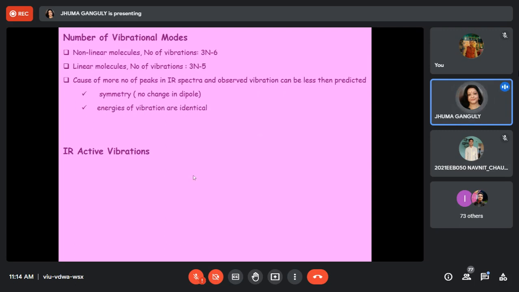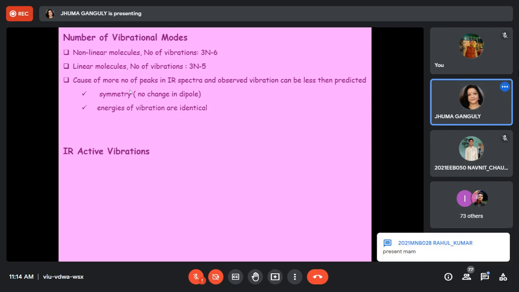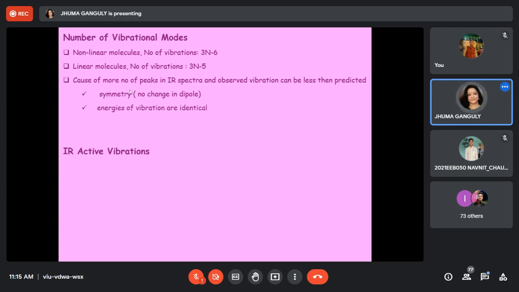That is one reason, and I mentioned here the dipole moment and symmetry elements. They have the same type of vibrations, but the spectra give peaks depending on the chemical environment. The energy of vibrations is identical, as I also mentioned. CH3 and CH2 both have the same vibration energy, but their appearance in the IR spectra is different.